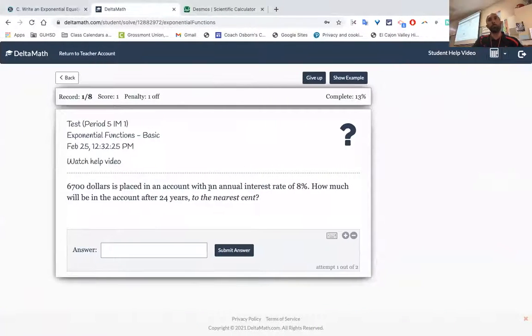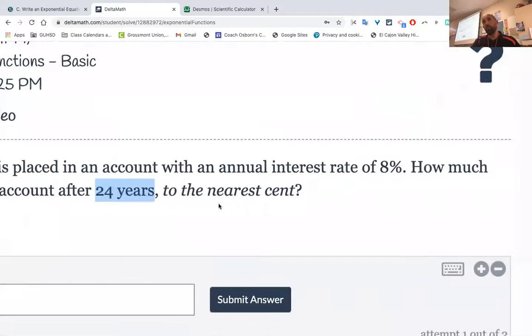So the next one. All right, it says $6,700 is placed in an account, like a bank account, with an annual interest rate of 8%. How much will be in the account after 24 years of sitting in the bank? Round to the nearest cent.